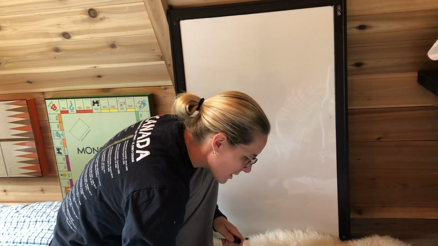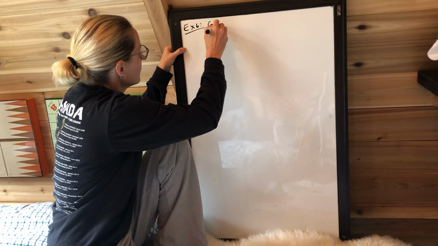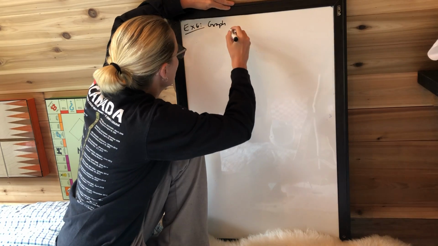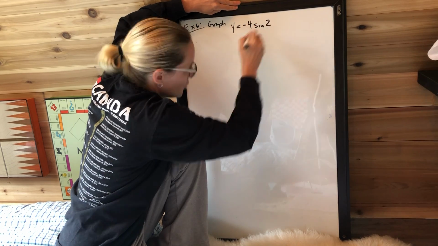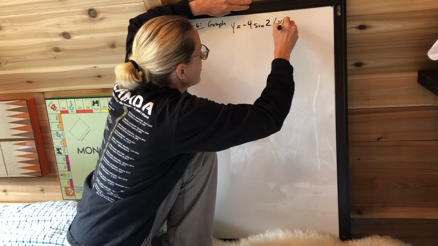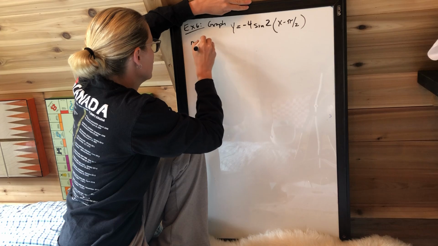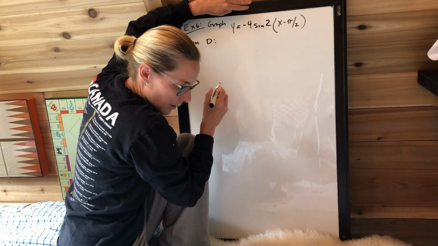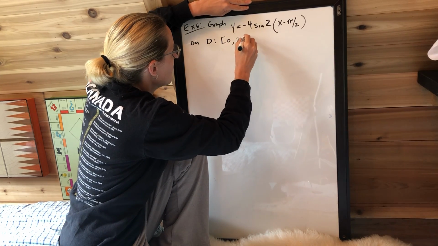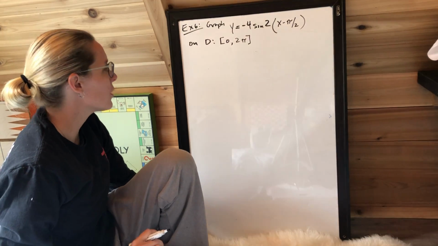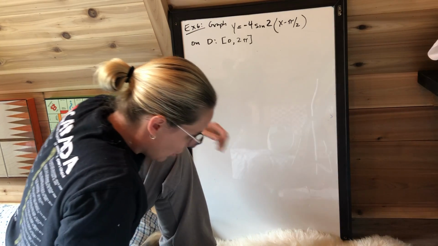Okay, so example 6 wants us to graph, and now here, this is a big one, negative 4 sine 2x minus pi by 2 on the domain of between, I'm going to use the notation that we kind of got used to here, 0 to 2 pi, including 0 to 2 pi. So we want to graph everything we can between 0 and 2 pi for this function here.